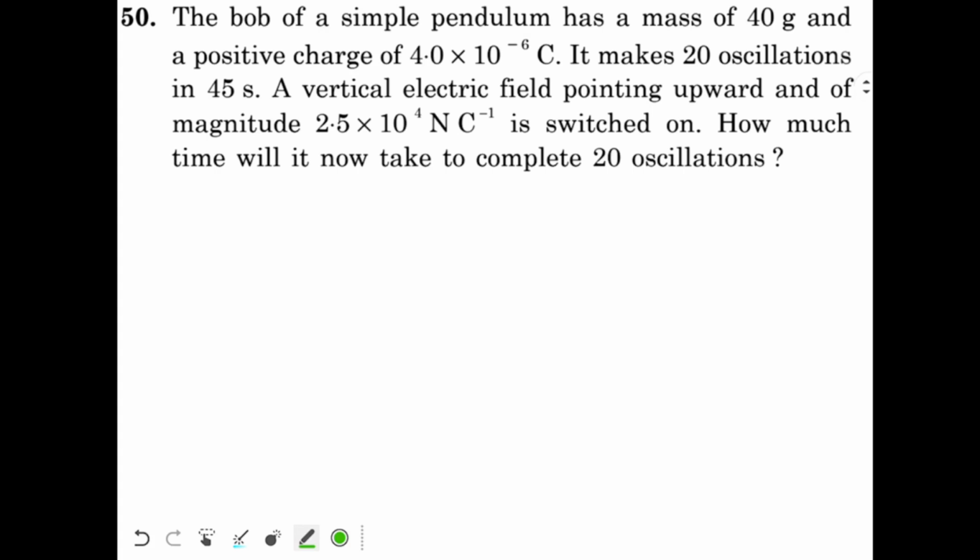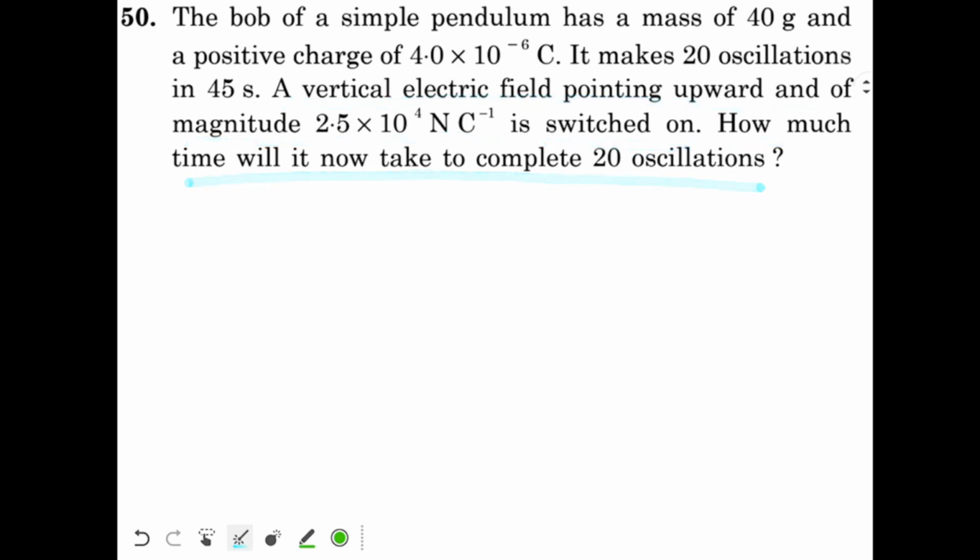Okay, this is question number 50 from chapter number 29 of H.C. Verma, Electric Field and Potential. That's the chapter. The bob of a simple pendulum has a mass of 40 gram and a positive charge of 4 into 10 power minus 6 coulombs. It makes 20 oscillations in 45 seconds. A vertical electric field pointing upward and of magnitude this much is switched on. How much time will it now take to complete 20 oscillations?